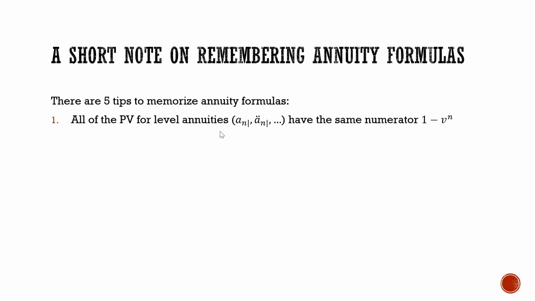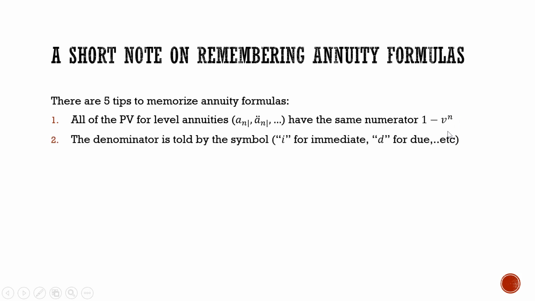In the next lesson, we are going to learn about annuities in which the payments are increasing or decreasing. So for level annuities, the numerator is 1 − v^n. The denominator is told by the symbol. If it's divided by i, you understand this is an annuity immediate. If it's divided by d, you understand it's an annuity due. So d means due, i means immediate.